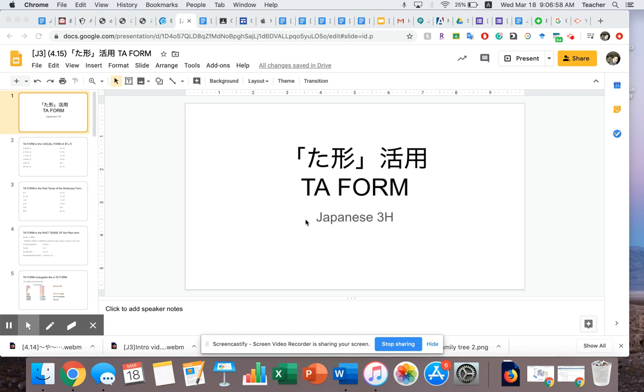はい、皆さん、こんにちは。This is Japanese 3-3 Honors ta form structure. So this is 4.15, I guess, ta forms. Now, let's just dive directly into the ta forms.